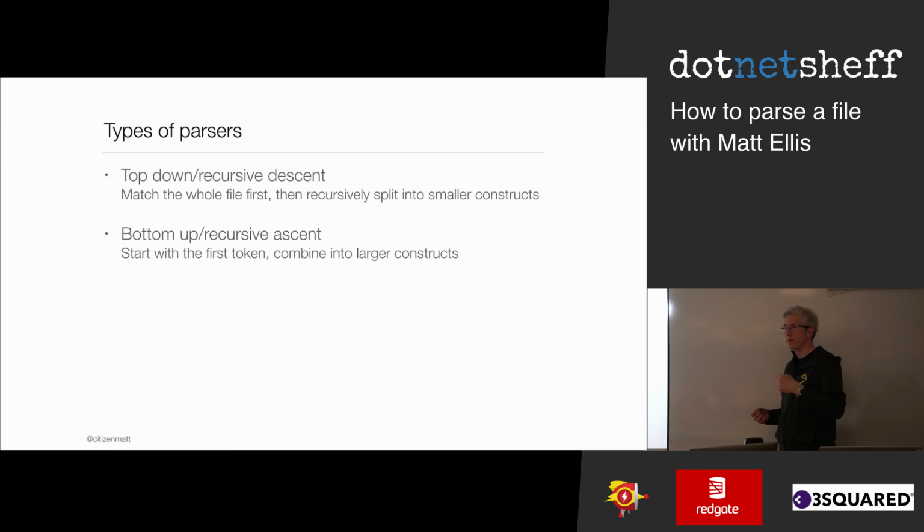The top-down version is perhaps the more intuitive, and this will match the whole file first. So we say, right, I've got a stream of tokens here, that's going to be a file, and then you can recursively split it into smaller constructs. And so you step into it and you work with it.